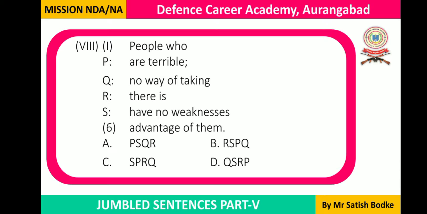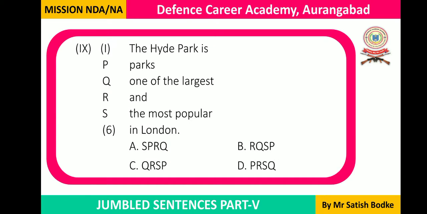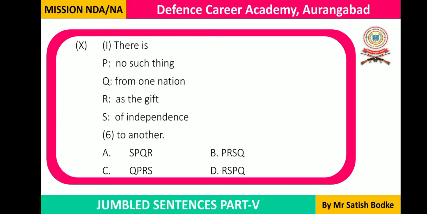Now let's go to the last but one question in today's session. The Hyde Park, it is the name of a park, is one of the largest and the most popular parks in London. Okay, so QRSP. QRSP is option C. Again, option C is the answer. It's a very simple question. And now let's go to the last question in today's session.